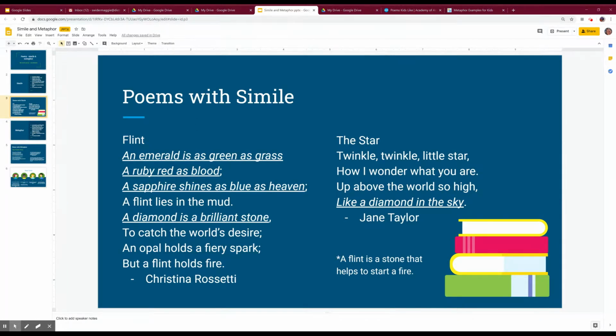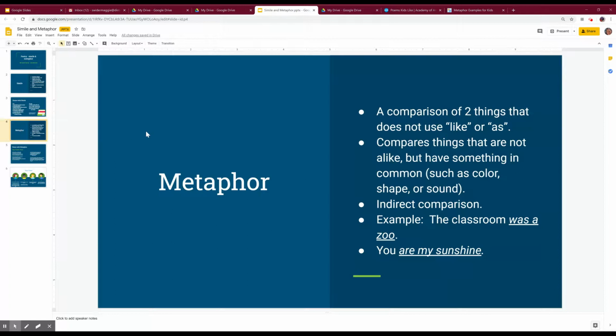She was saying that the star is like a diamond. What do you think? So next we're going to go to metaphor.